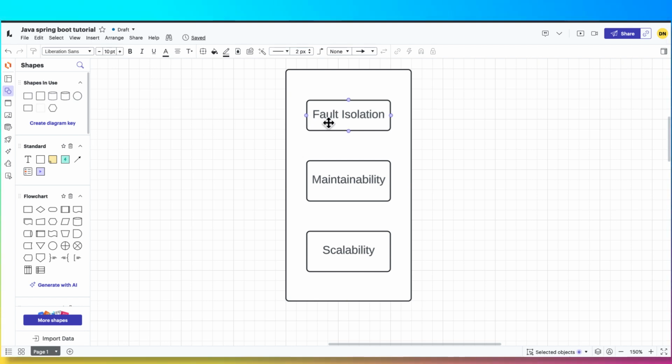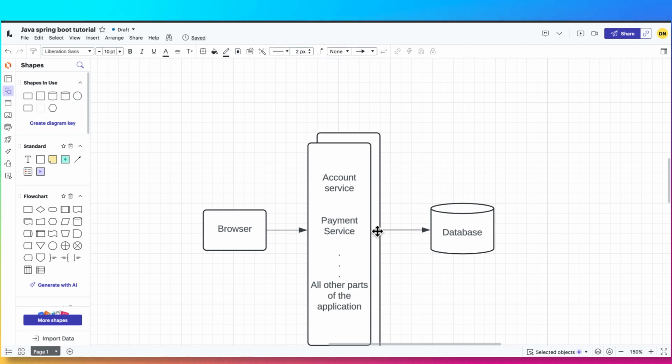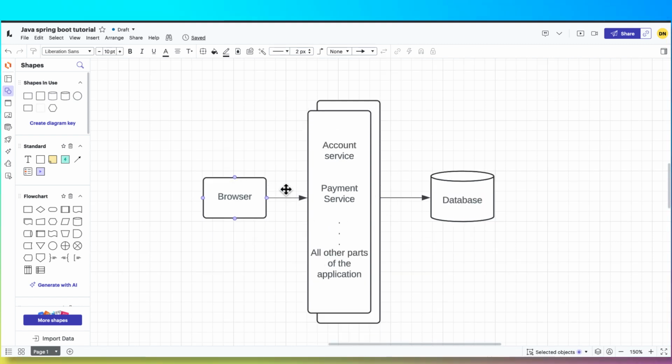Now, some of the points that we highlighted for why we have to make our application a microservice were fault isolation, maintainability, and scalability. Of course, there is more, but focusing on these three, look, this is what we had in our first series. This is what we came up with.